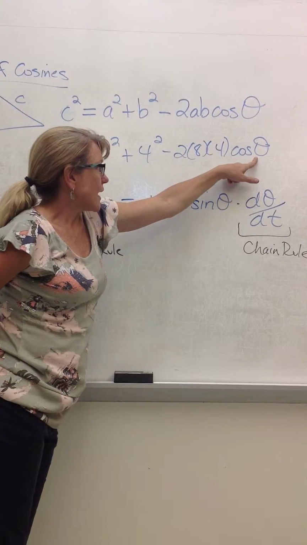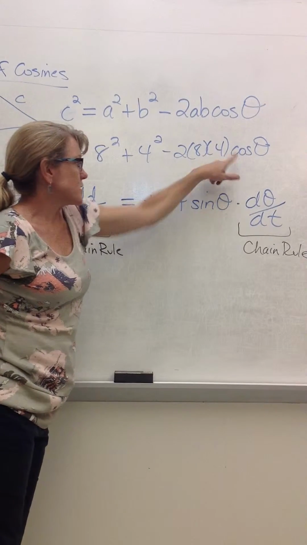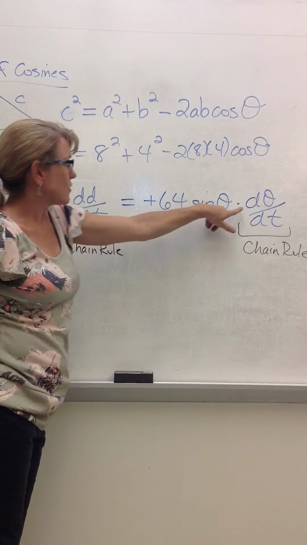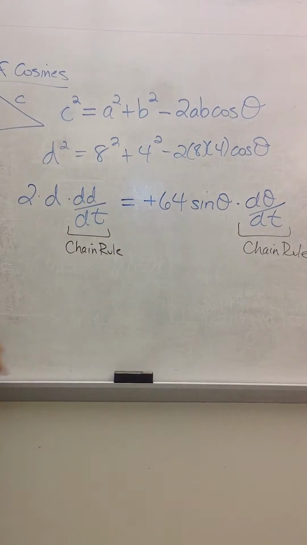Theta is a function of time, so it's plugged inside cosine. So its derivative is negative sine, the two negatives cancel, and then I multiply by the derivative of the inside, which is theta.